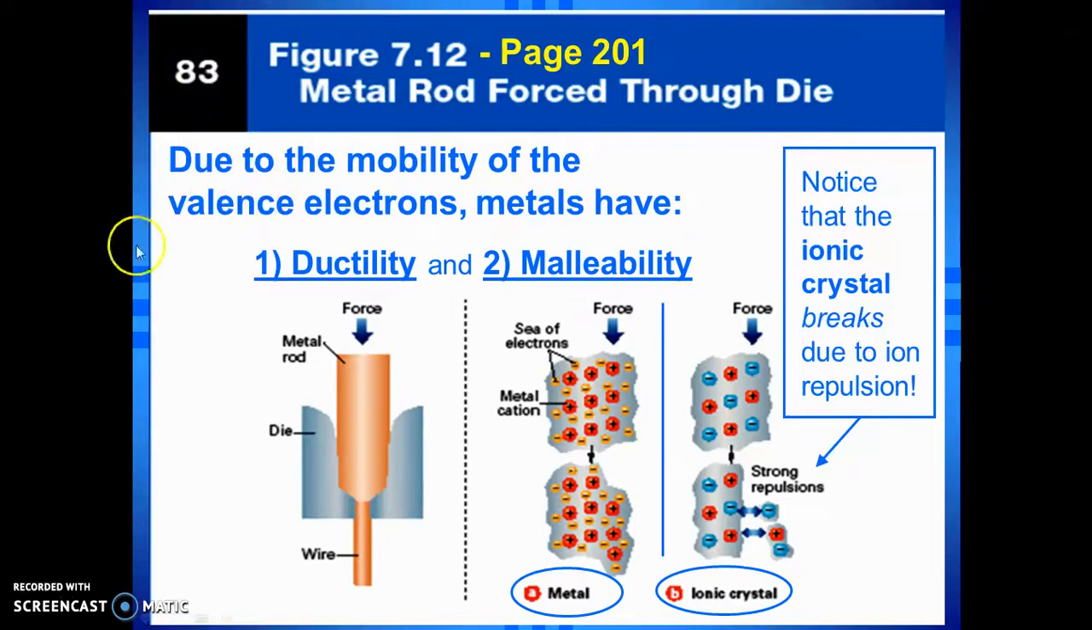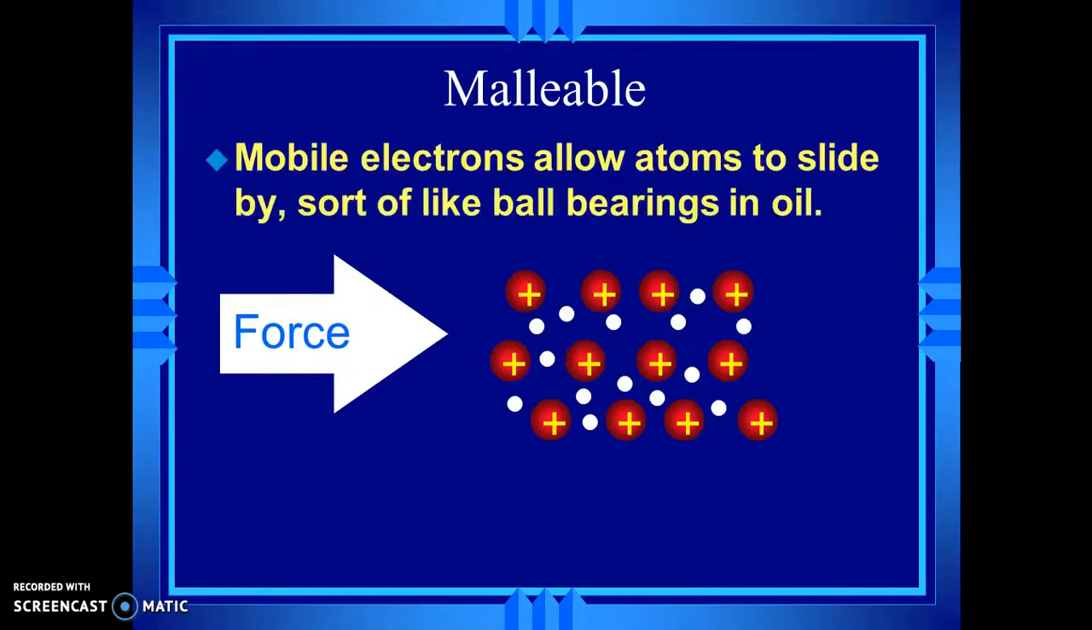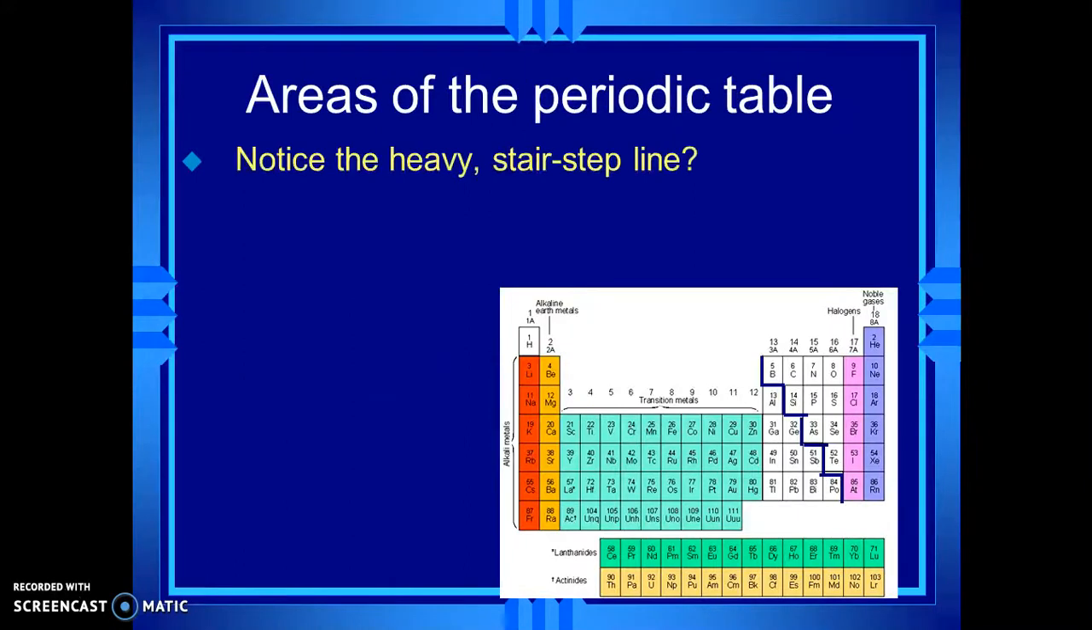So to make a wire, we basically just force a metal through a die, which is another piece of metal that has a small opening. And so you progressively make the metal thinner into a wire. Whereas malleability is shown here, where you have a sea of electrons, and if you were to apply a force, the electrons can slide past each other, so that they change shape without breaking. So here, if you just apply a force, you can see it slips almost like a ball bearing so that it doesn't break.